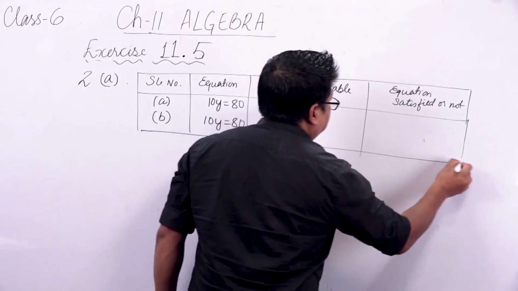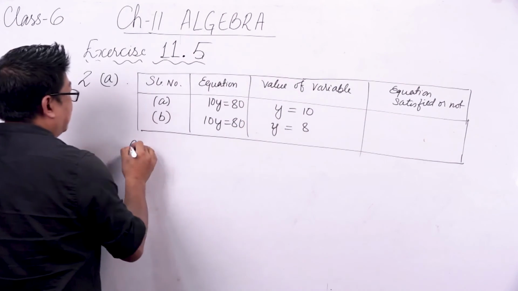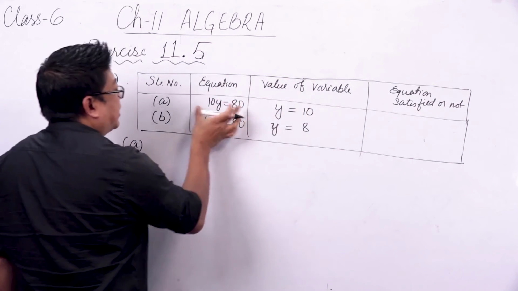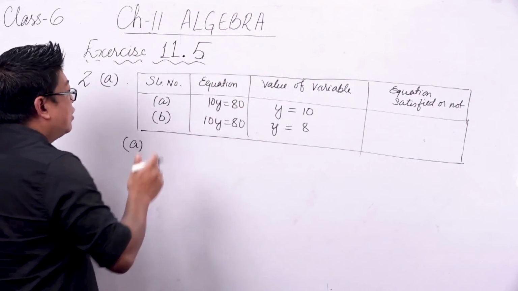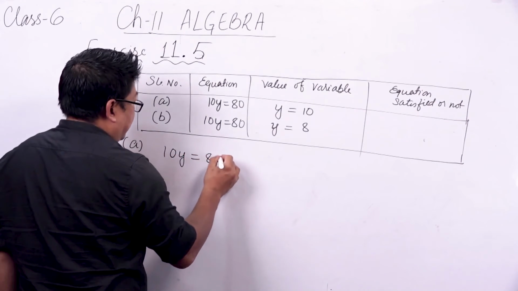Now there are other questions also, but let's do this, and we have to write whether this value is satisfying the equation or not. All right. So first step is write down 10y is equal to 80.